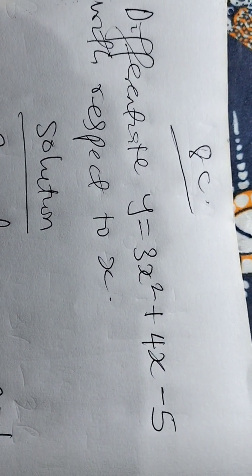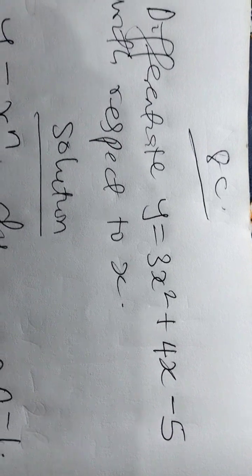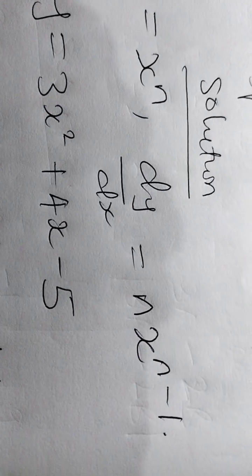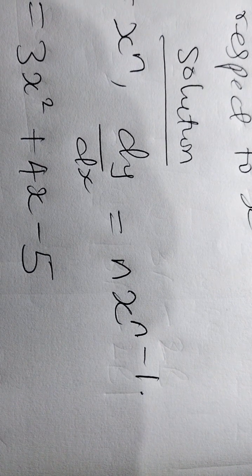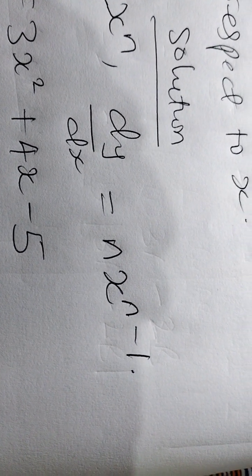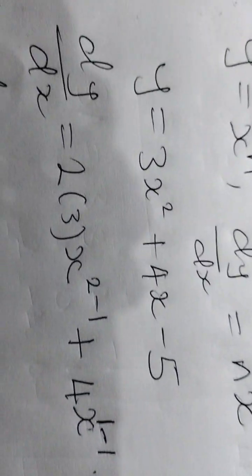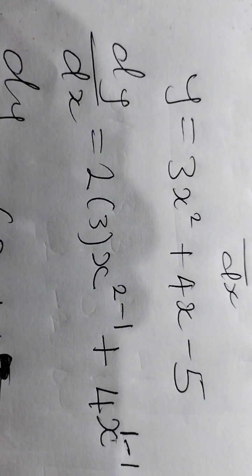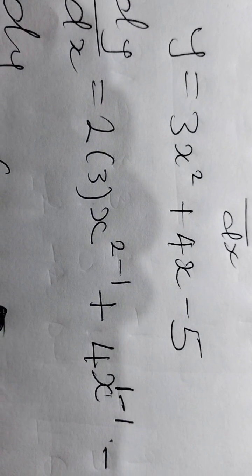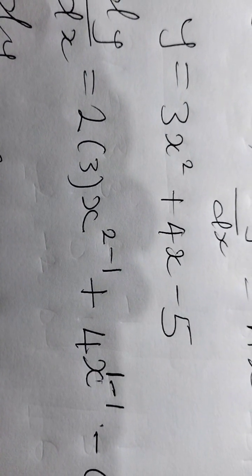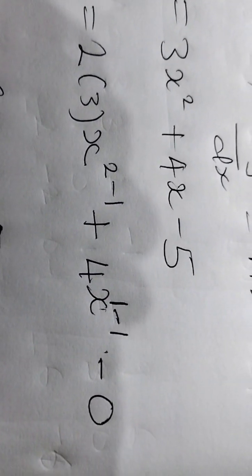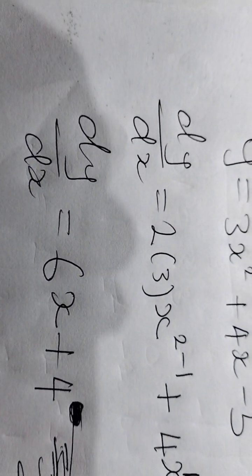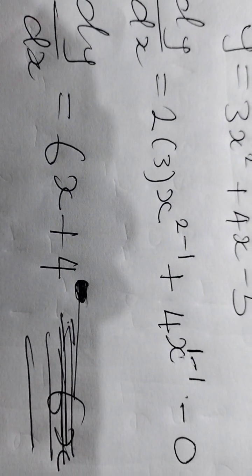Question 8c says, differentiate y equals 3x squared plus 4x minus 5 with respect to x. Solution: y equals x to the power n, then dy/dx equals n x raised to power n minus 1. So using the above expression and differentiating this, we have dy/dx equals 2 times 3 times x raised to power 2 minus 1, plus 4 times x raised to power 1 minus 1, then minus 0. Solving, we have dy/dx equals 6x plus 4 as the final answer.